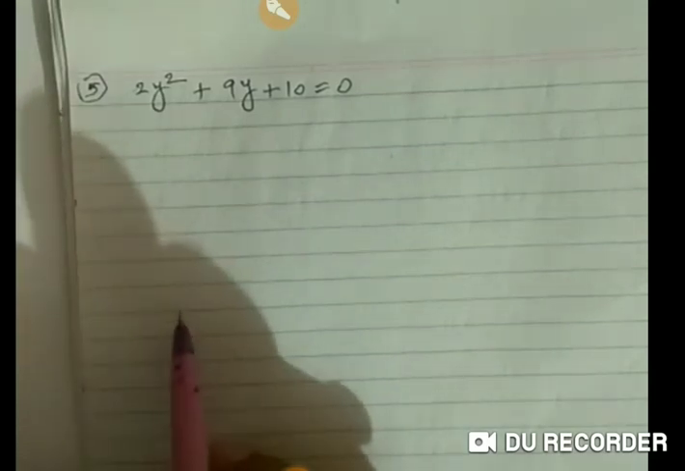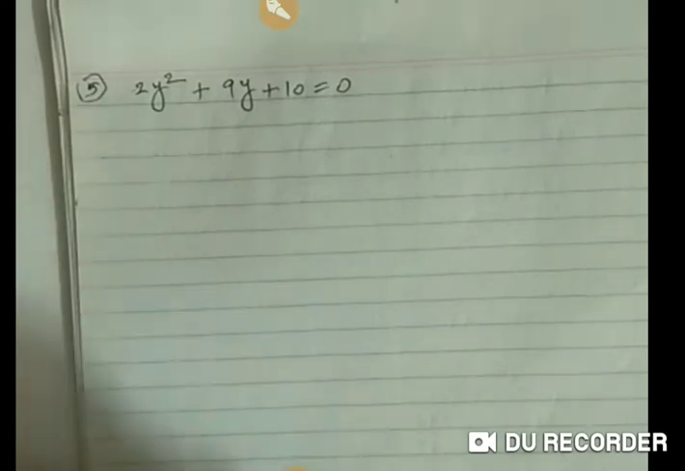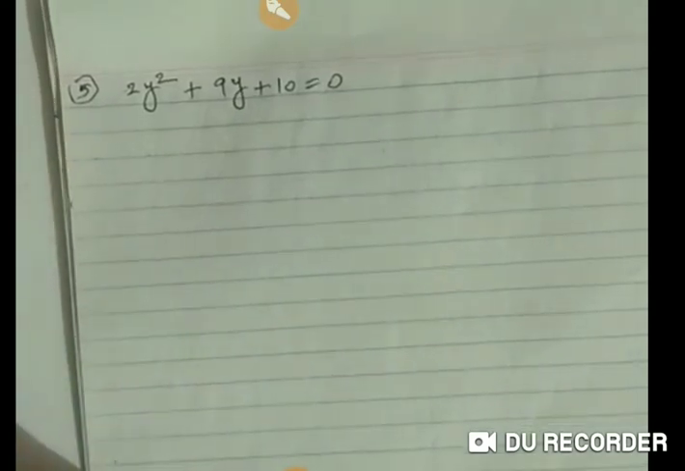2y square plus 9y plus 10 equals 0. Now, we need to solve this equation by the completing square method.